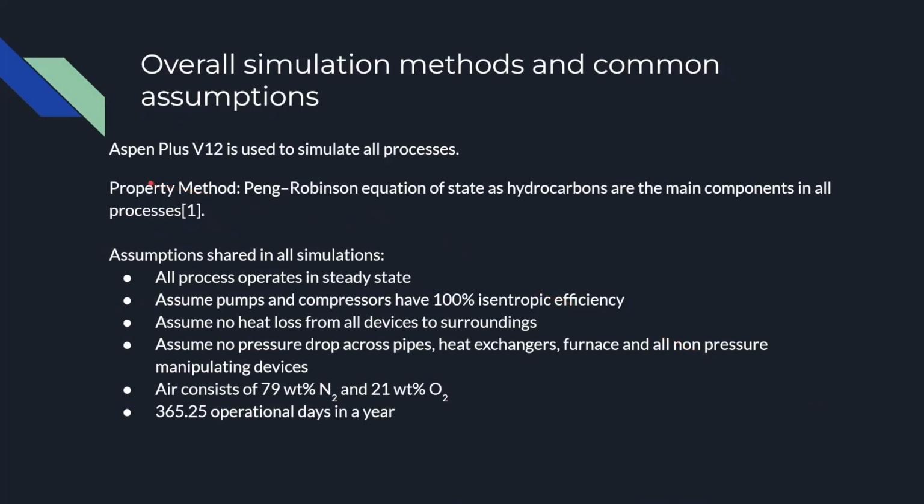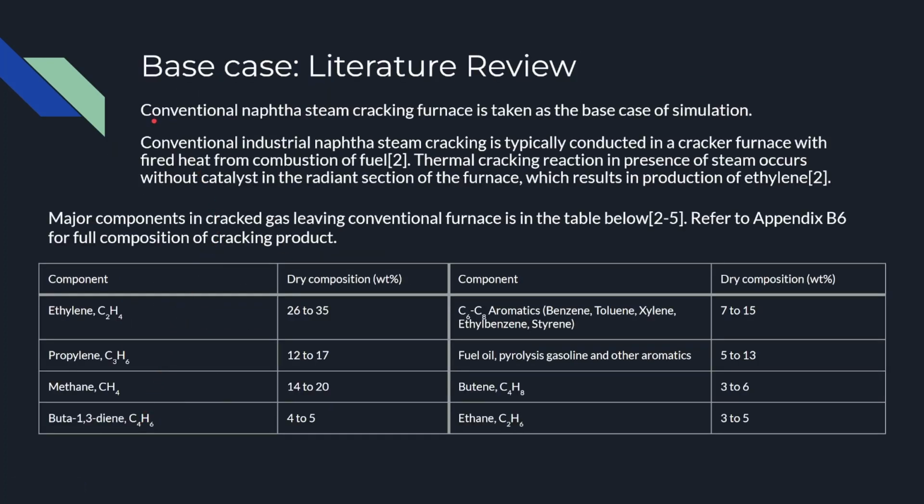My name is Tan Kai En, and I'll be talking about conventional naphtha cracking, which is the base case used in our simulation. All the processes in our team's simulation were conducted in Aspen Plus, and the main property method used for all the simulations is Peng-Robinson equation of state. The following is a list of the general assumptions used in the simulations, and for the base case, conventional naphtha steam cracking was simulated with a steam cracking furnace as the main simulation aspect.